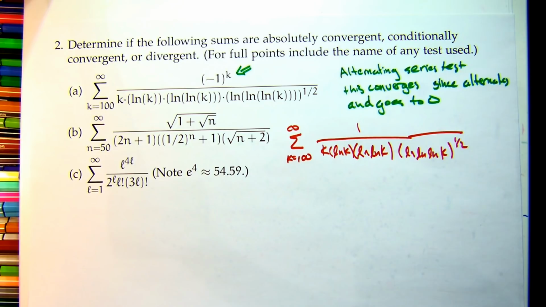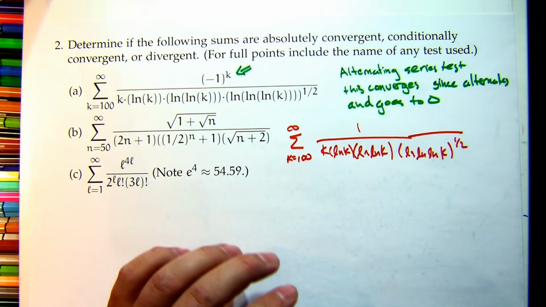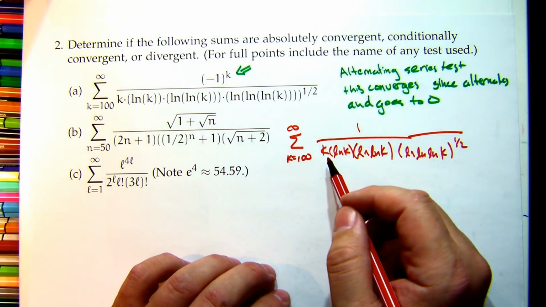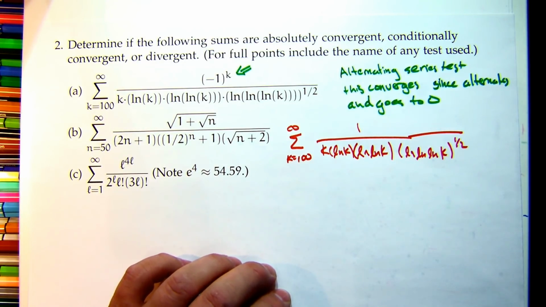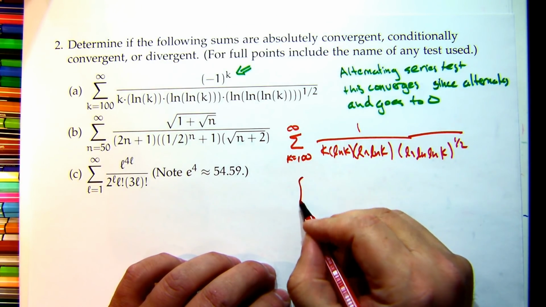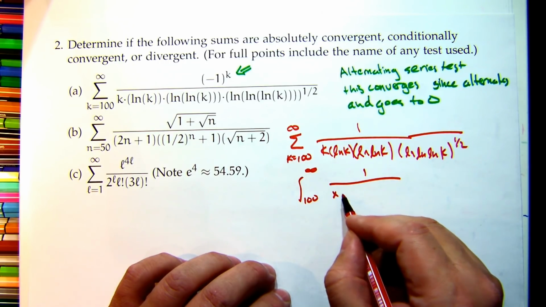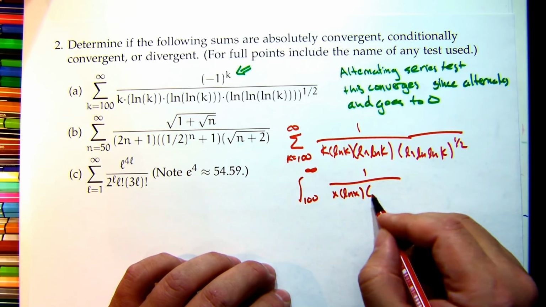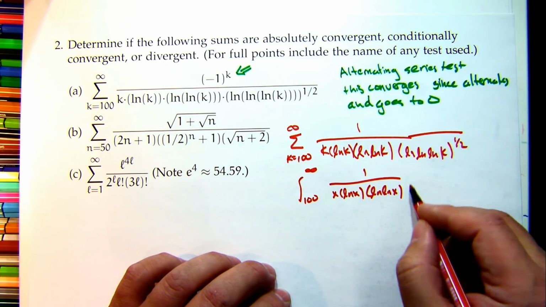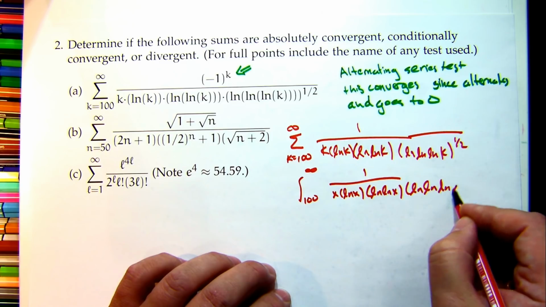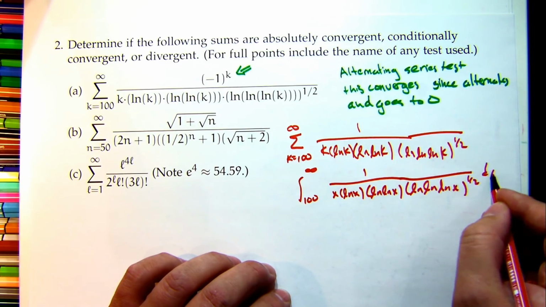Okay, so let's start thinking about tests. What test? The integral test. Well, why? Essentially, this is really close to 1 over k. It's right on the edge. 1 over k just barely fails. So we do the integral test. The integral from 100 to infinity of 1 over x log x (log log x)^(1/2) dx.